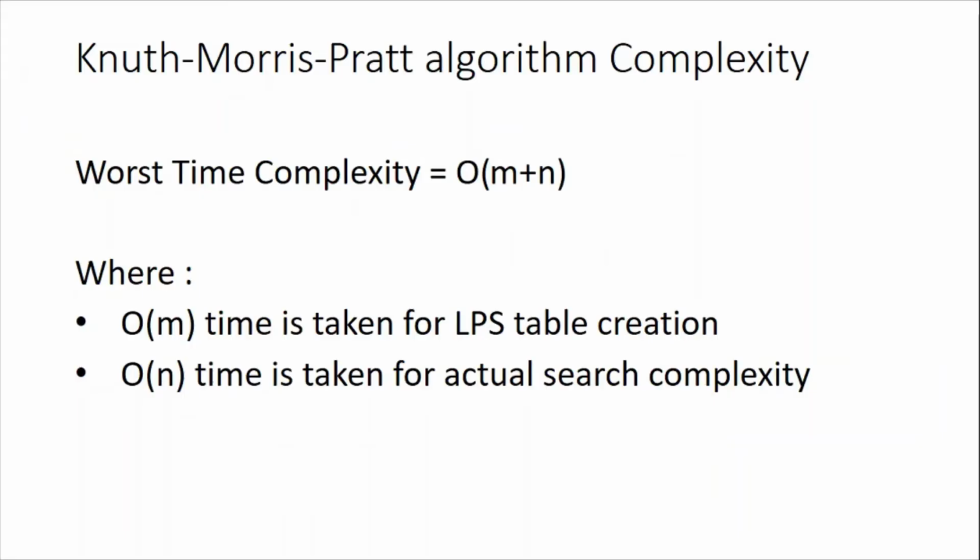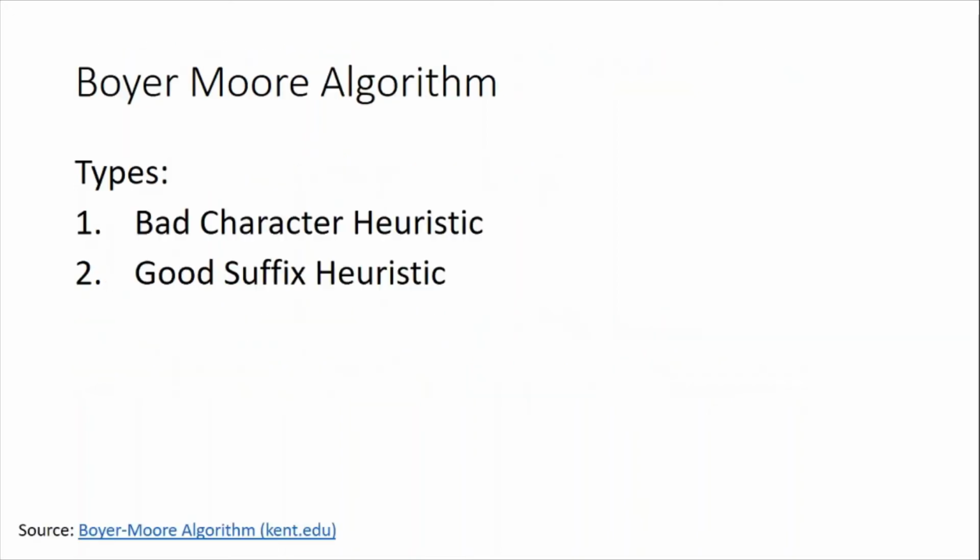So the worst time complexity of the Knuth-Morris-Pratt algorithm is O of n plus m. We got this from knowing that the time it takes for LPS table creation is O of m. This is the table that allowed us to know how much we had to backtrack. And after the processing, the time it takes to actually search is O of n. So the worst time complexity is the sum of these two.